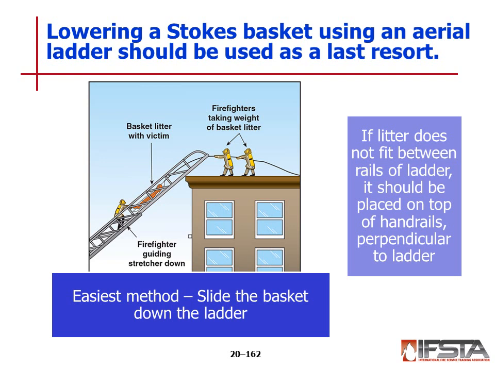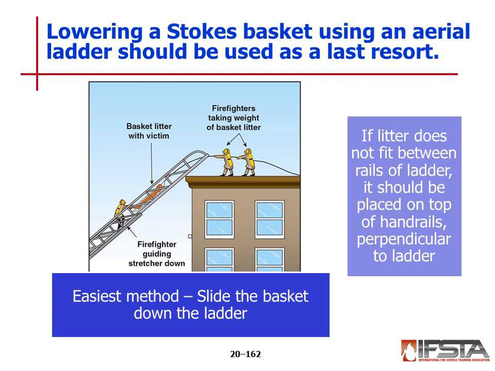When not able to carry a litter down a stairwell, there are two methods of lowering a Stokes basket by way of an aerial device. The easiest method is to slide the basket down the ladder using one of two methods. The best method works only if the litter will fit between the rails of the aerial ladder. In this case, the litter is simply placed on the rungs of the ladder with the victim's head up. If the litter does not fit between the rails of the ladder, it should be placed on top of the handrails perpendicular to the ladder.